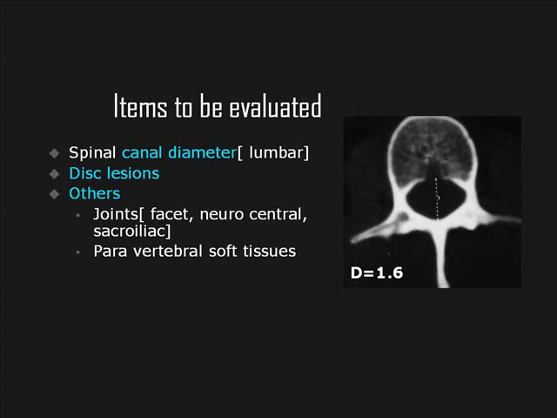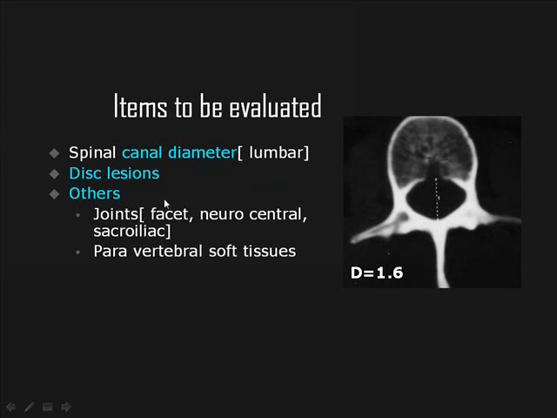Then if you perform the scan for the spine, what are the items to be evaluated in the spine by CT and by MRI? We start first by CT. We would like to evaluate these important structures. Number one, you would like to evaluate the spinal canal, whether the patient has a normal canal or spinal canal stenosis. Then you would like to know something about disc lesions, if the patient has disc bulge, disc herniation, or disc degeneration. Then you go to the neural elements.